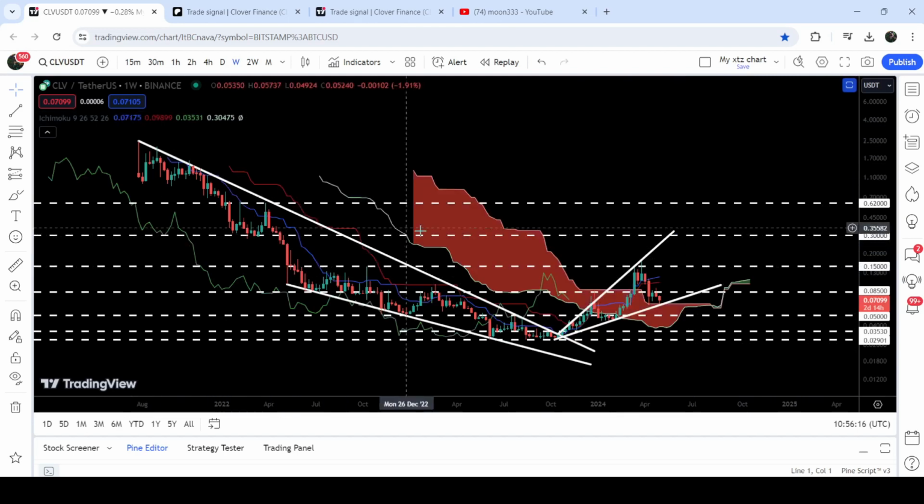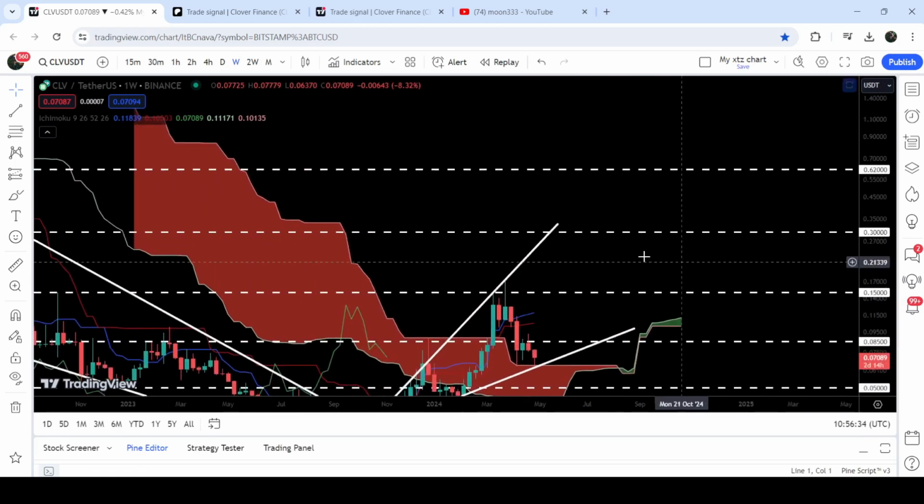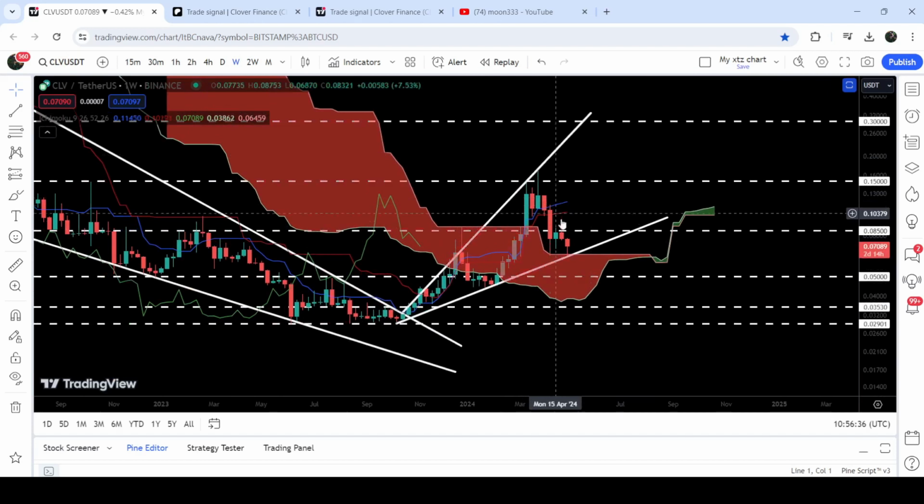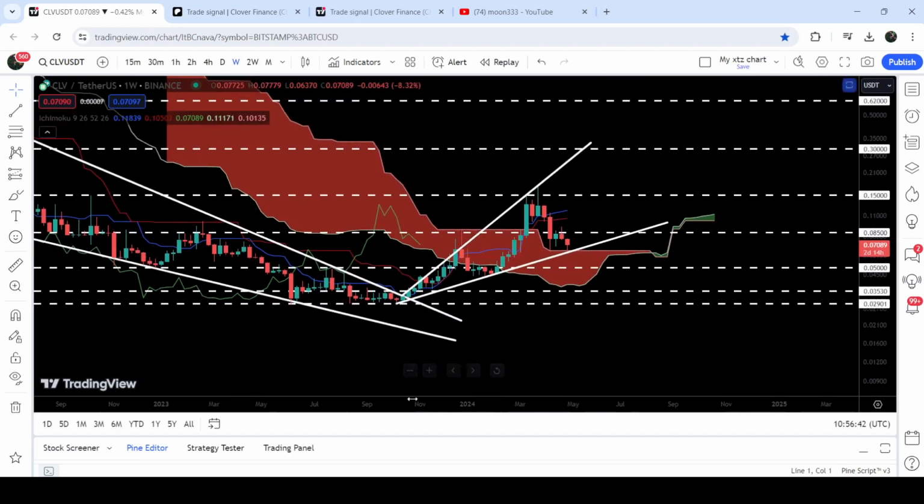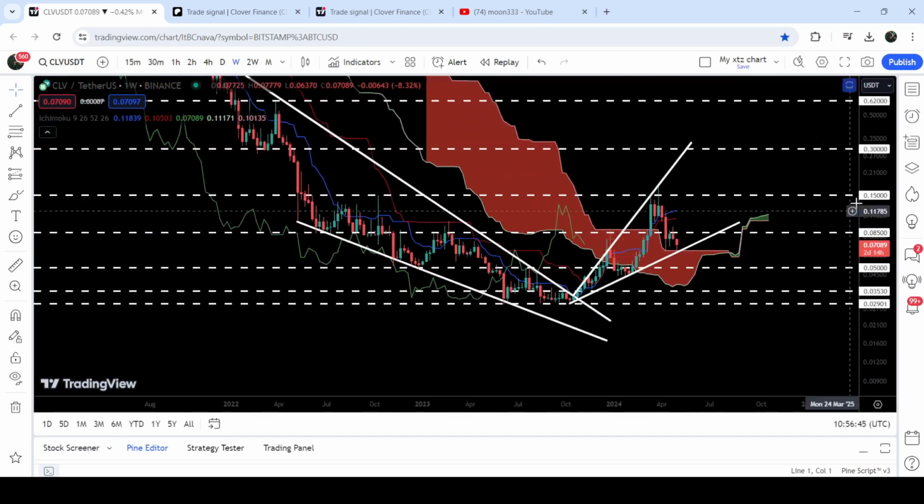And at the same time, you can see that we have also broken out this very huge resistance of Ichimoku bearish cloud. Right now, the price line is testing the upper bands of the Ichimoku bearish cloud as a support. And at the same time, it is also testing this quite long-term uptrend line support of this broadening rising wedge pattern as well. And if the price line breaks down these two supports, then it can drop down to the next support here at 5 cents.